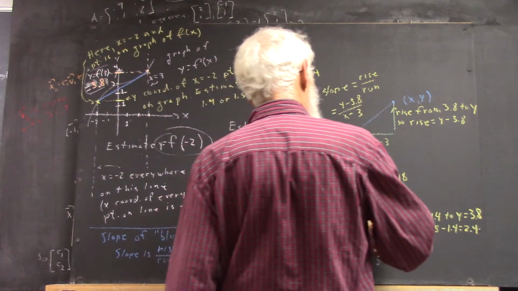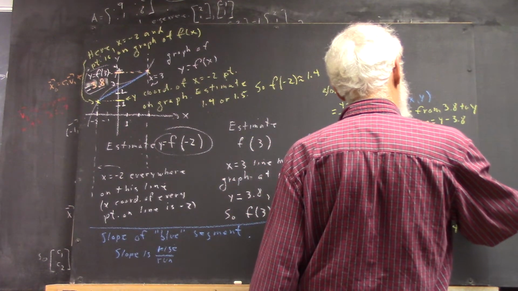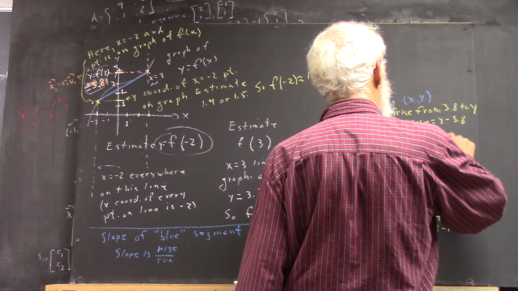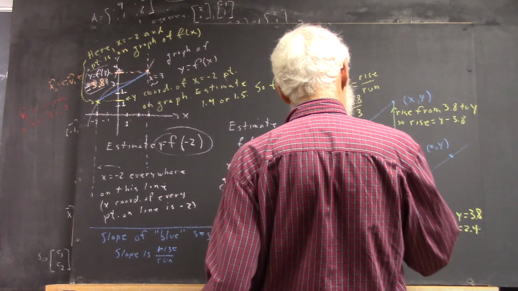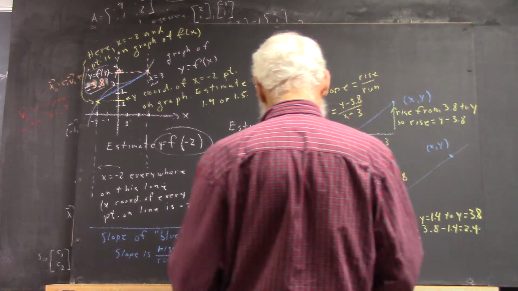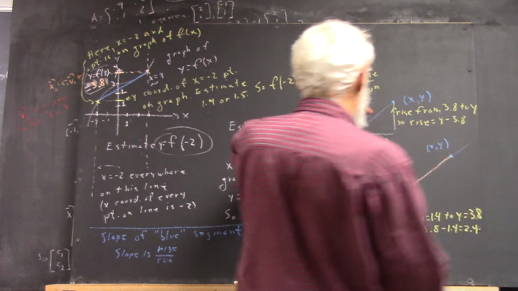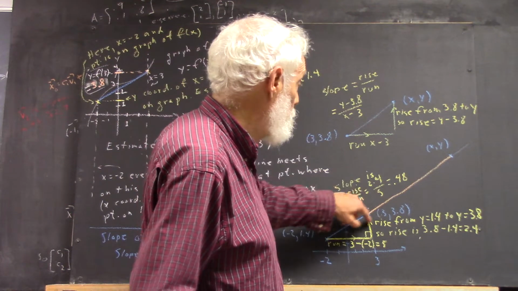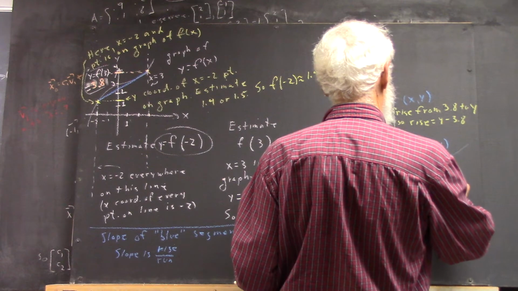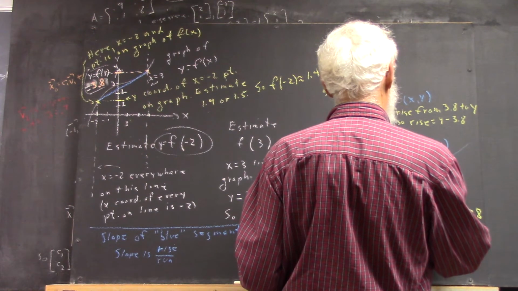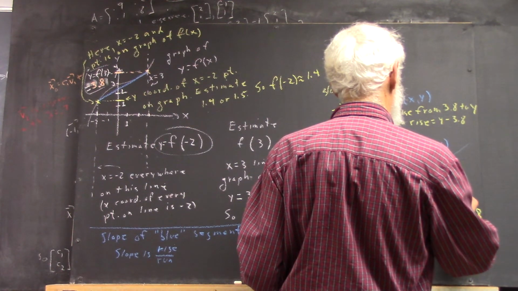If you extend this line, then if x,y is on the line, the slope here, well, it's just this, because you're going from the point 3, 3.8 to x,y, right? So the slope is again equal to y minus 3.8 over x minus 3.